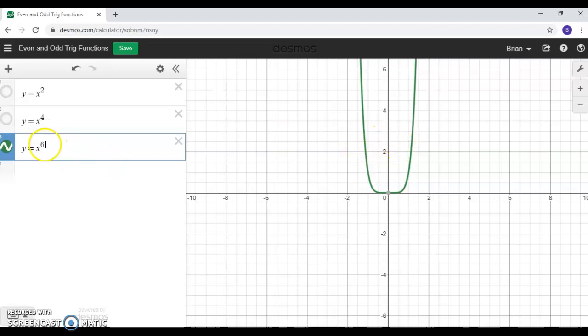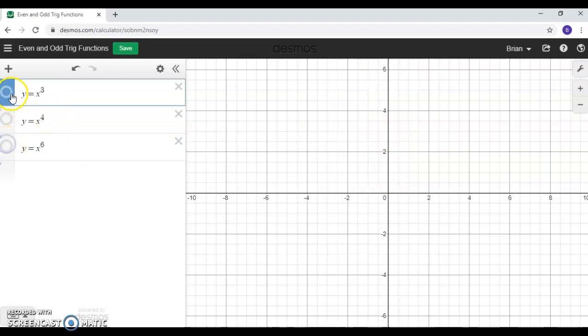Now, with polynomials, it's pretty easy because you just look at your exponent. Again, we're assuming no translation left or right or any other transformations that could affect this. However, if we have an even exponent, we could say it's an even function because it's symmetric about the y-axis. Now, what if we have an odd exponent?